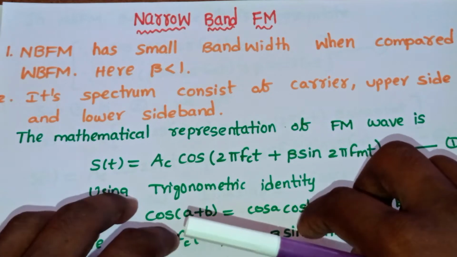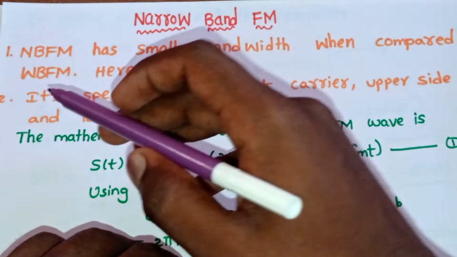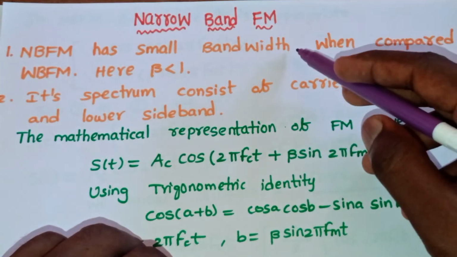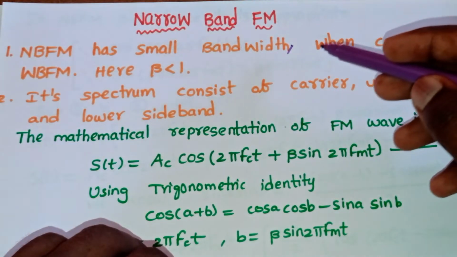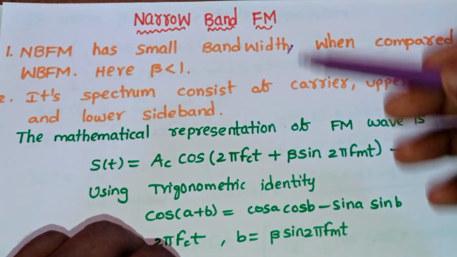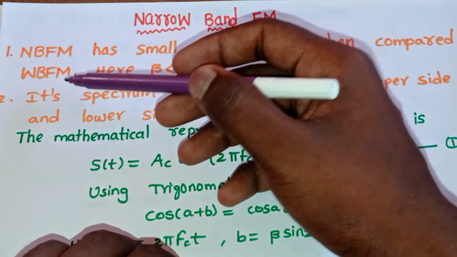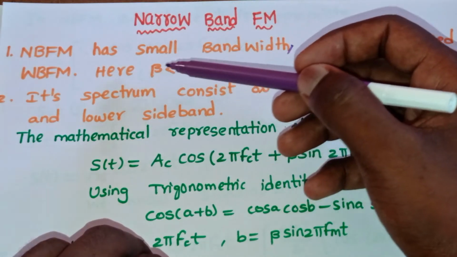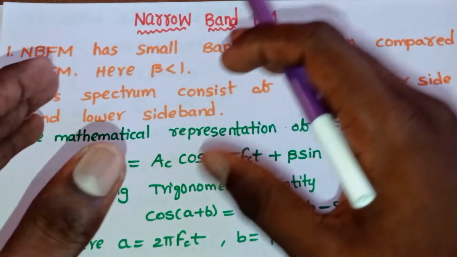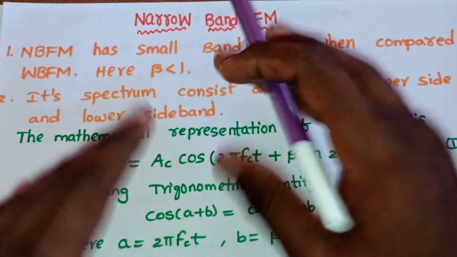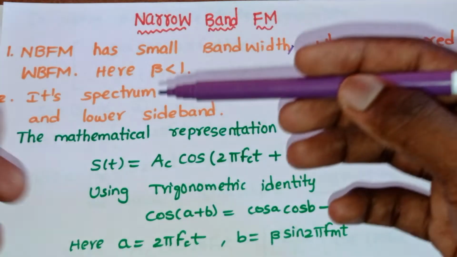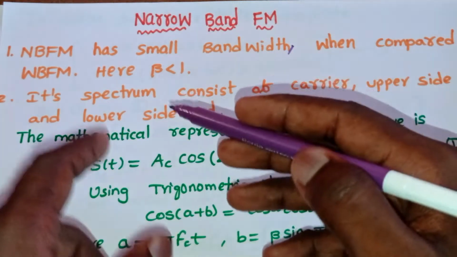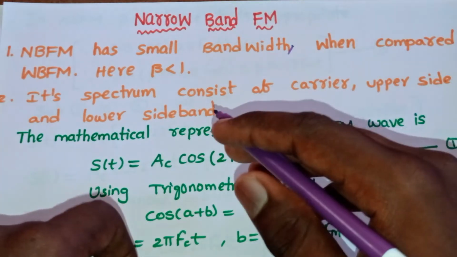Now first let's see what narrowband frequency modulation is. The NBFM, that is narrowband frequency modulation, has small bandwidth. I already told you it has small bandwidth. That's why we call it narrowband when compared to wideband frequency modulation. Here, the modulation index beta is less than 1. Whenever the modulation index beta is less than 1, we call that type of FM narrowband FM. If the modulation index beta is greater than 1, then that type of FM is known as wideband FM.